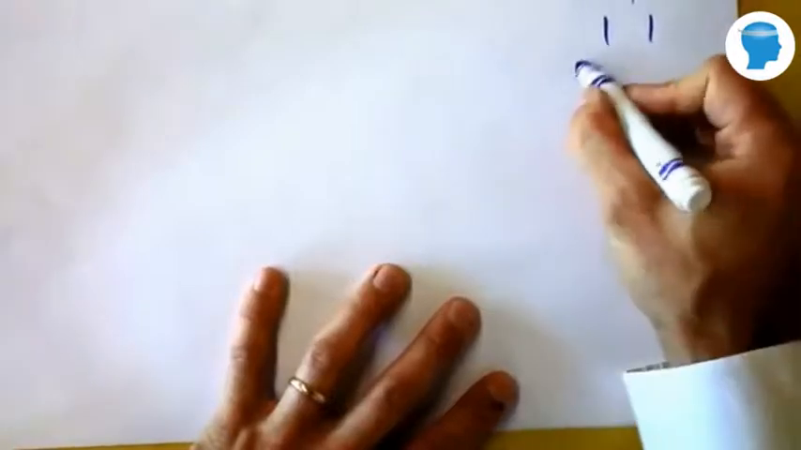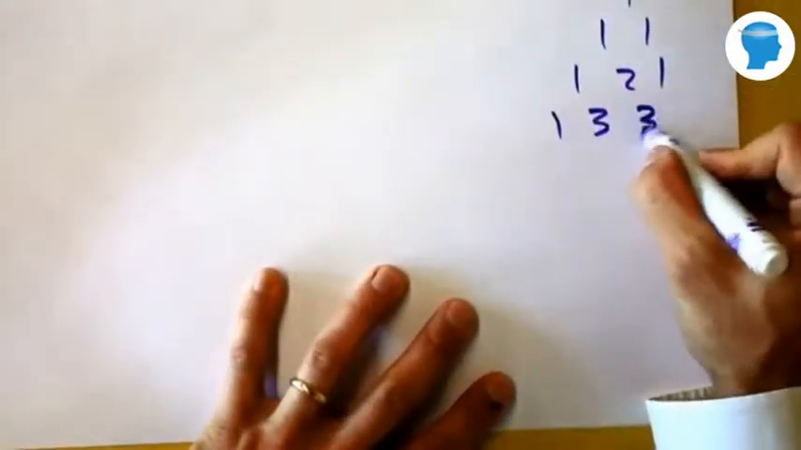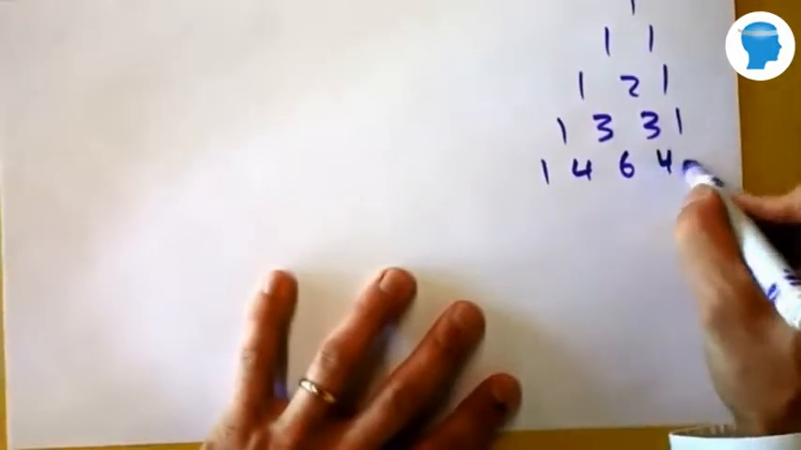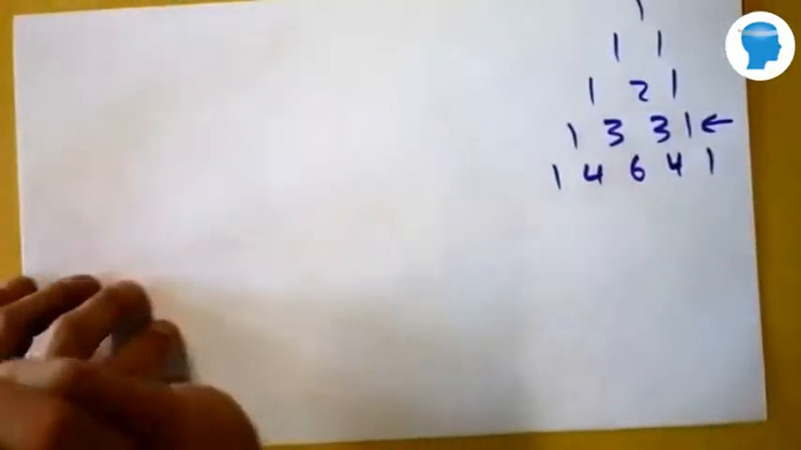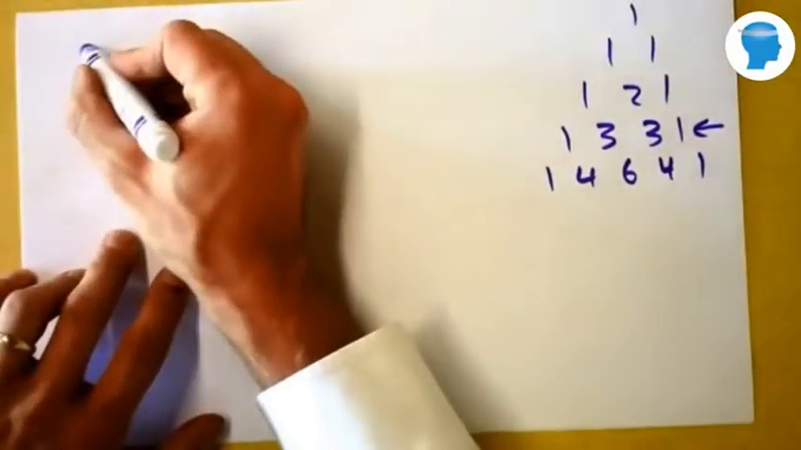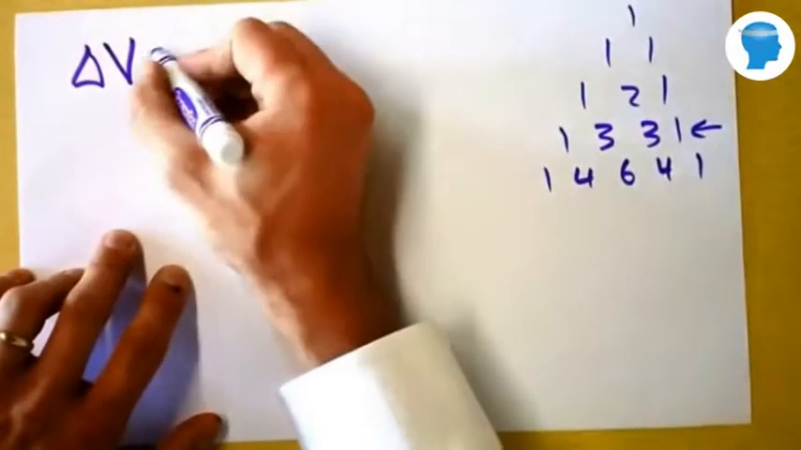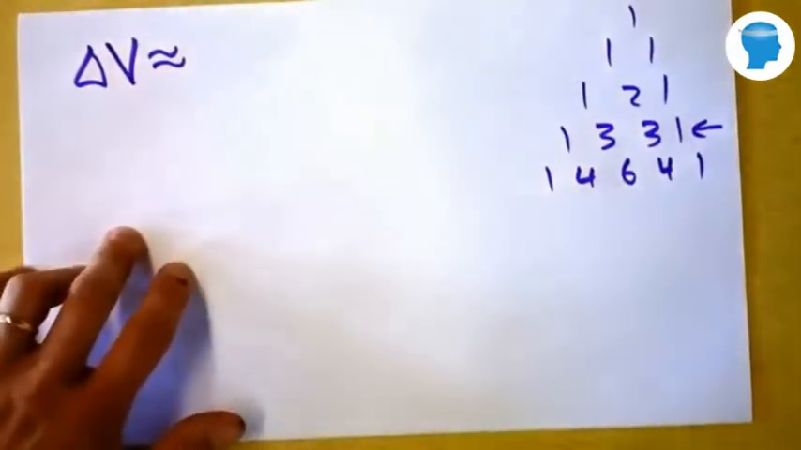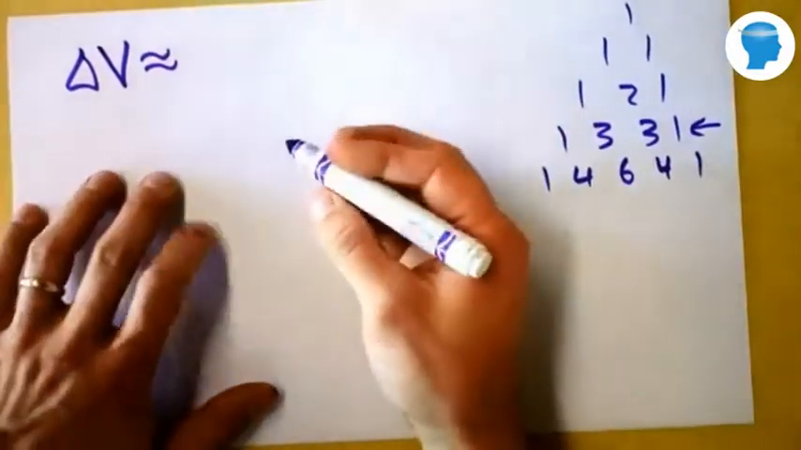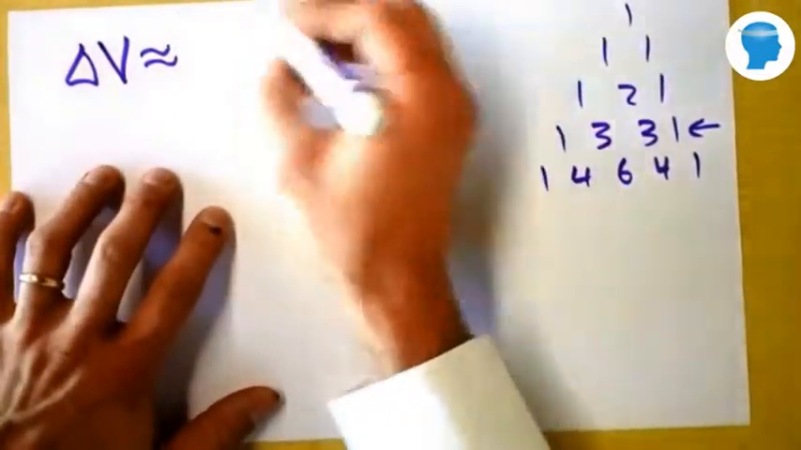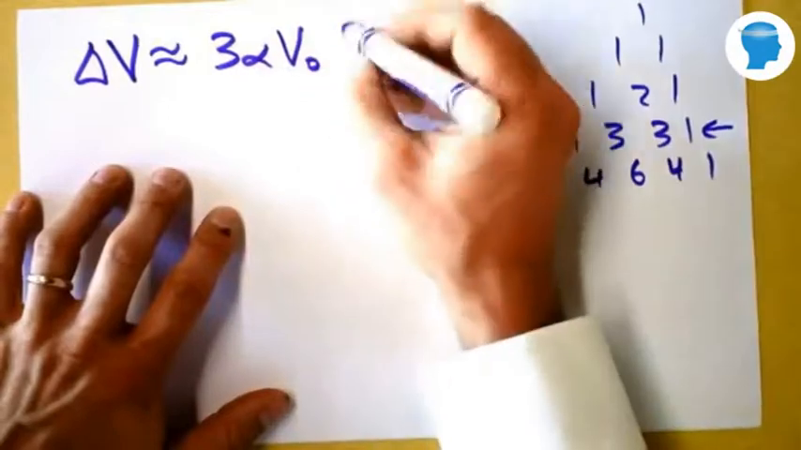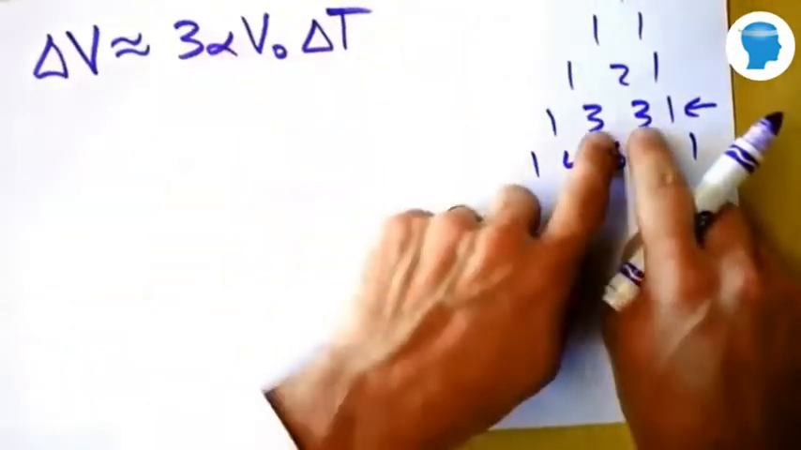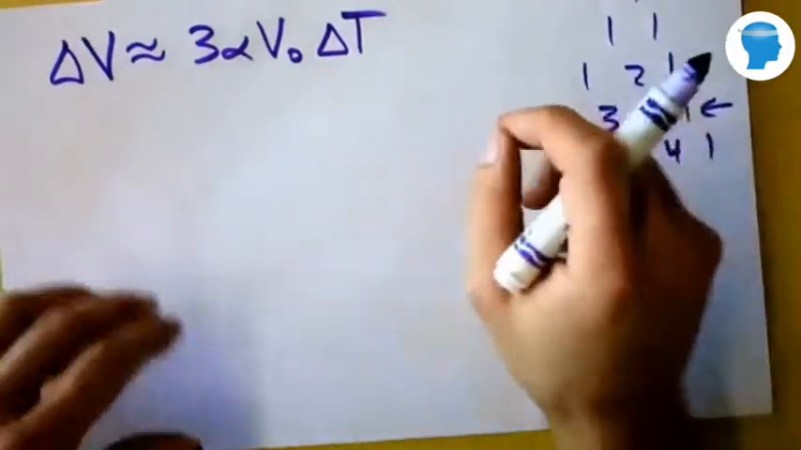volume. Volume is where it gets interesting. I'm going to give you Pascal's triangle. 1, 1, 1, 2, 1, 1, 3, 3, 1, 1, 4, 6, 4, 1. Great. We're only going to use this line right here. If I do the same argument for volume, I find that change in volume is approximately equal to, and you know, I'm dropping off some terms right here, 3 times alpha times the original volume times delta T, because of this pattern right here. You want to see that? I'll make you another video if you really want to see that spelled out.